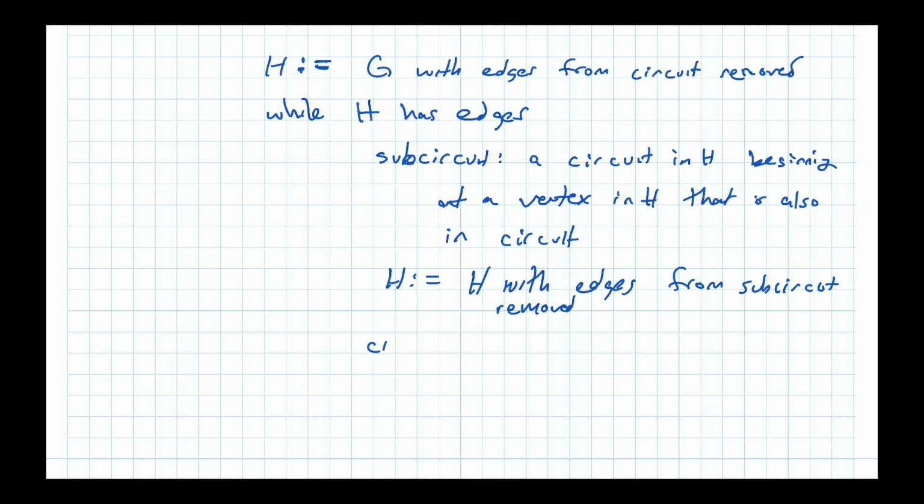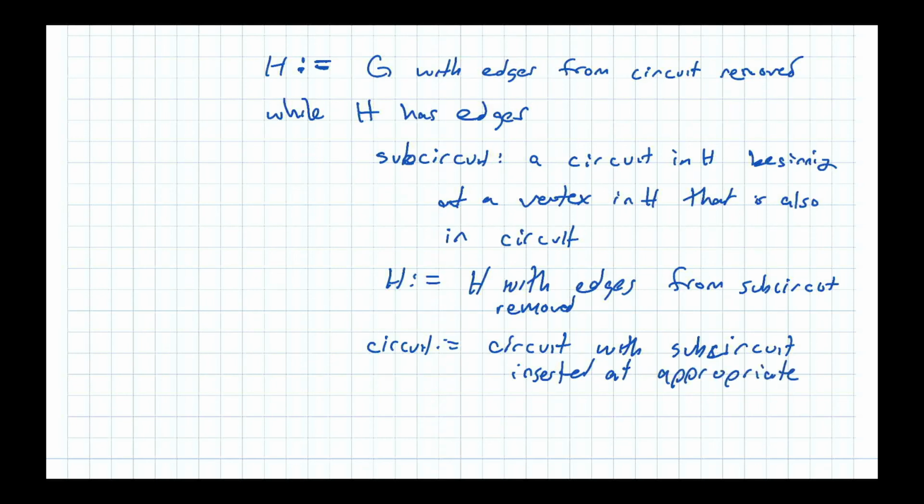And then circuit is going to be circuit with subcircuit inserted at, they say, appropriate vertex. And that's done with the while, and then finally it returns circuit.